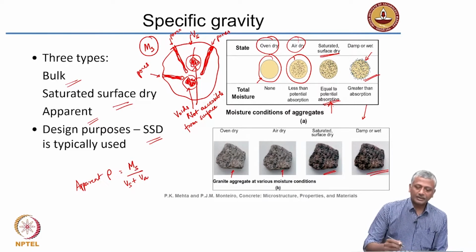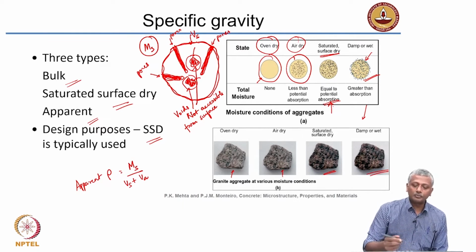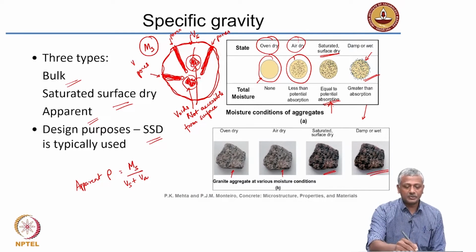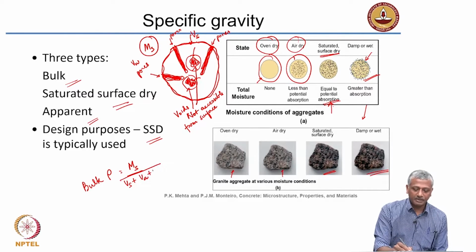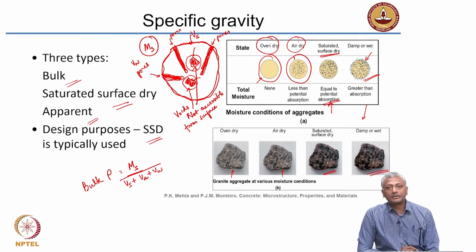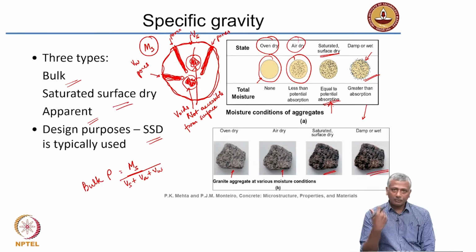What about the bulk? The bulk basically considers the entire volume, and this entire volume also has these pores that are accessible from the surface. Let us say the volume of those pores which are accessible from the surface is Vw, then the bulk density is equal to Ms divided by Vs plus Va plus Vw. Bulk density is the dry mass of the solid divided by the total volume of that rock, which includes the volume of the solid, volume of the air inside, which cannot be easily determined, and the volume of the water.